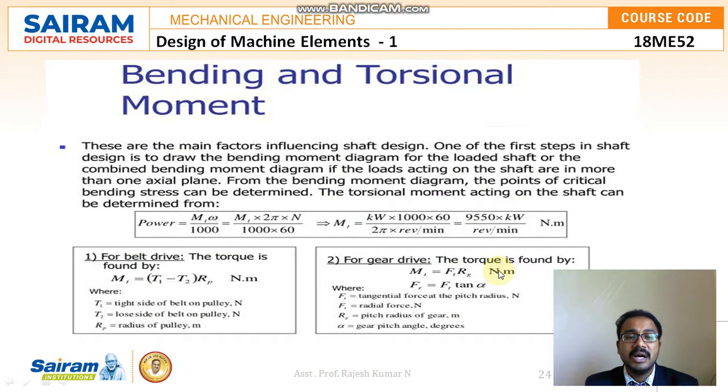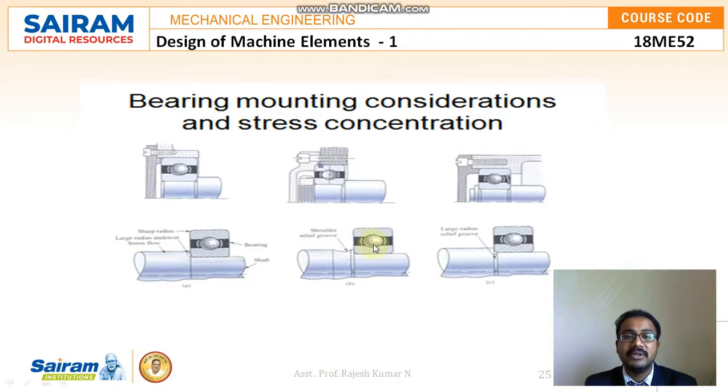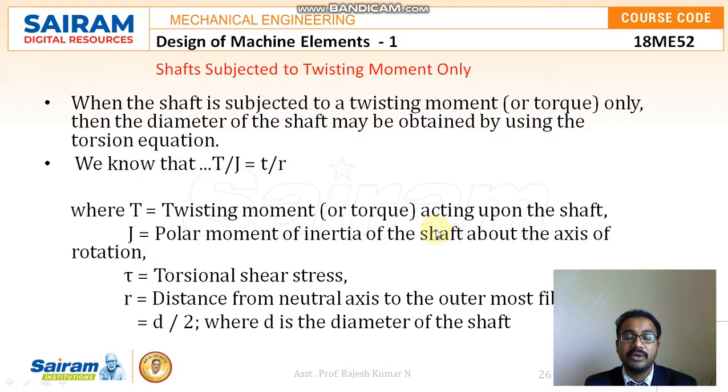And here you can see the bending and the torsional moment. Just now we discussed the formula for the belt drive and gear drive in video one. By using these formulas only, we have solved the problem, and these are the main factors which influence the shaft design. One of the first steps in shaft design is to draw the bending moment diagram for the loaded shaft, or the combined bending moment diagram if the loads acting on the shaft are in more than one axial plane. From the bending moment diagram, the points of critical bending stress can be determined, and the torsional moment acting on the shaft can be determined from the formulas. And these are some of the bending moment considerations and the stress concentration conditions.